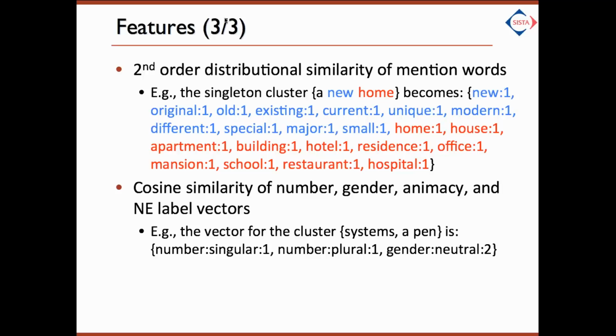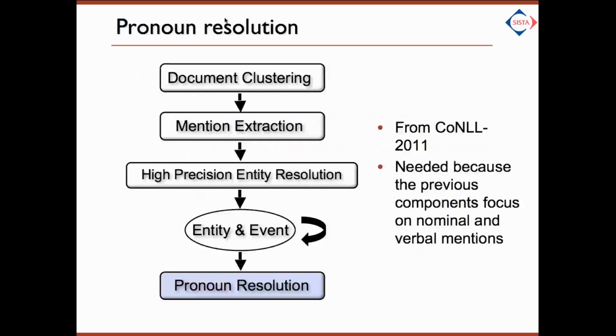And we do the same cosine similarity between vectors of attributes. Right, so attributes are number, gender, animacy, and named entity label. Is this a person, a location, or organization? So assuming you have this artificial cluster, systems and a pen, the vector of attributes would be: you have the number singular once, the number plural once from systems, and the gender neutral twice. Right? So we generate the vector of attributes, and then we compute the cosine similarity between them. All right, so pronoun resolution is just the one we discussed before, and it's the same system that everybody has used since the 70s.